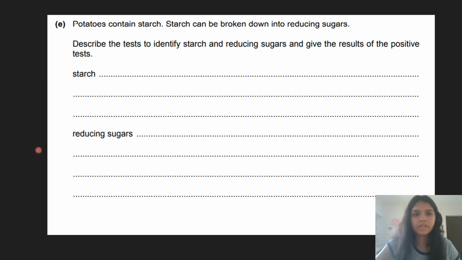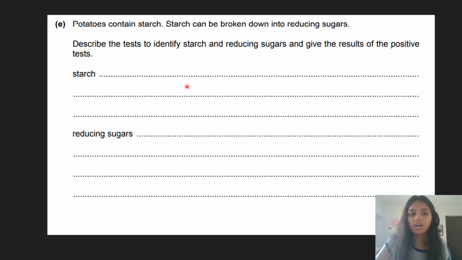Next. Potatoes contain starch. Starch can be broken down to give reducing sugars. So describe the test to identify starch. This you have to mug up. This is also on my biomolecules video. So the starch test is the starch iodine test. Iodine turns blue-black in color in the presence of starch. So that's what you'll write: add iodine solution, and it will turn blue-black in case of a positive result.